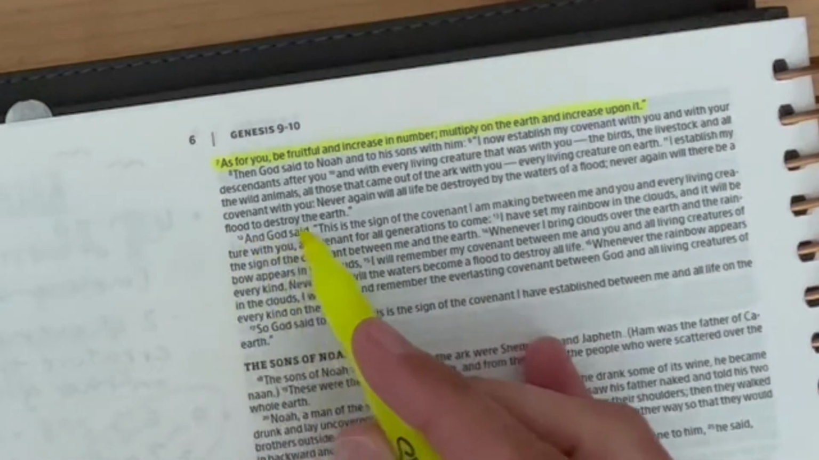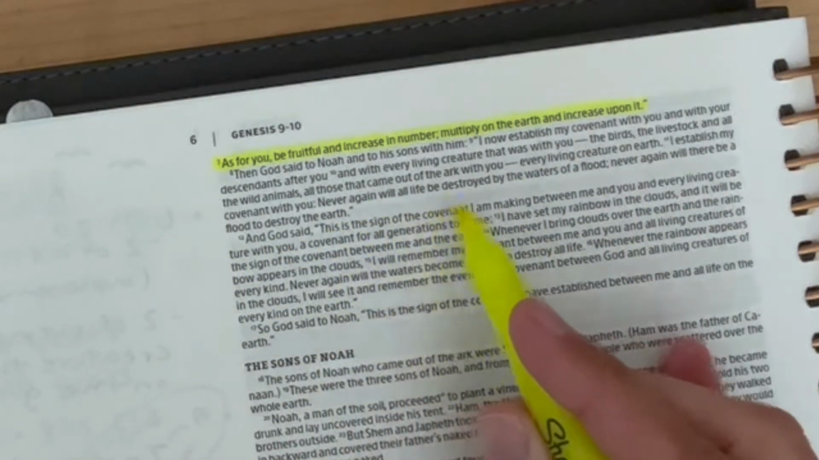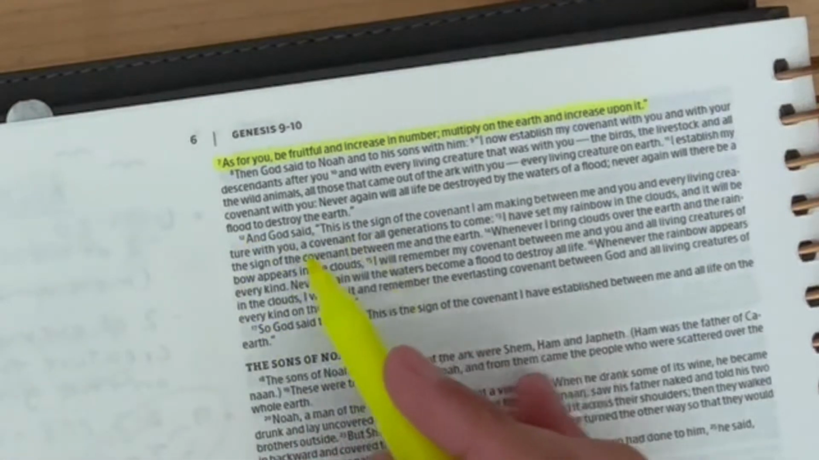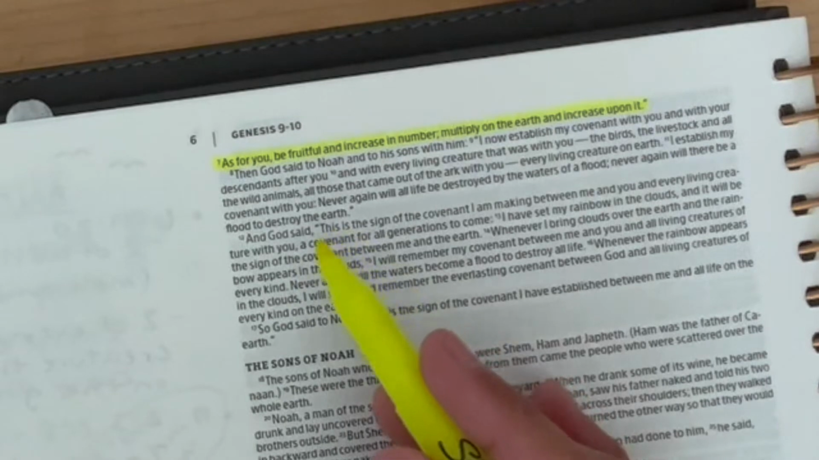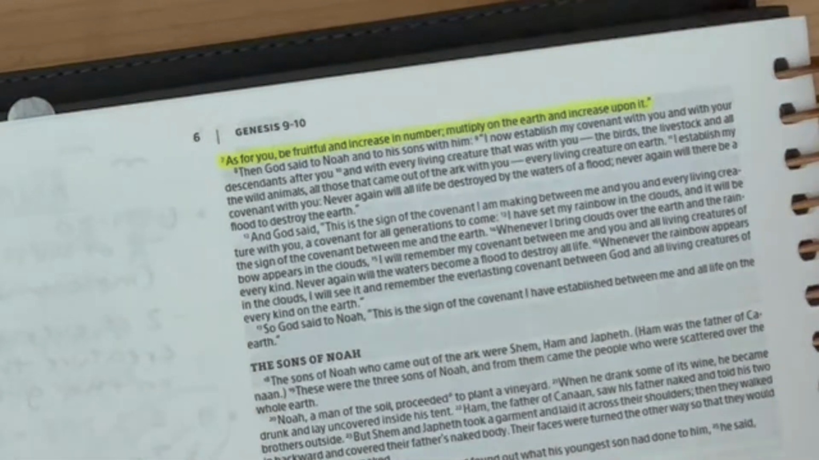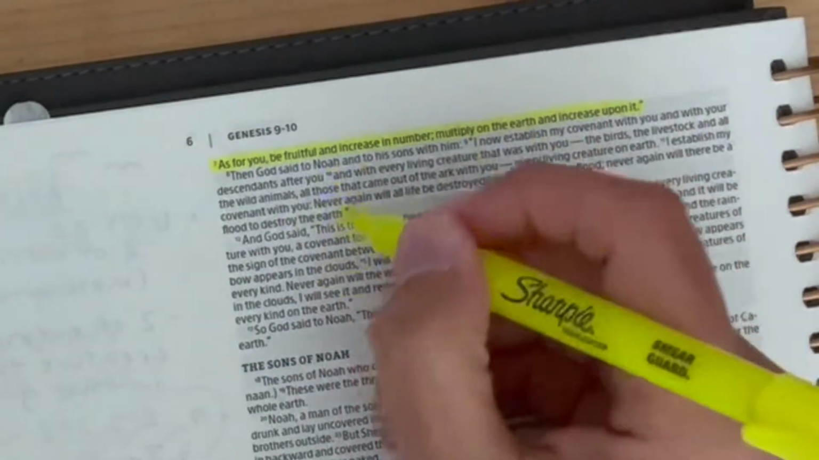I establish my covenant with you. Never again will all life be destroyed by the waters of a flood. Never again will there be a flood to destroy the earth. So he's saying, I'm giving this promise to everybody, the birds, the livestock, the humans, the wild animals. But what's the promise? The promise is the covenant.